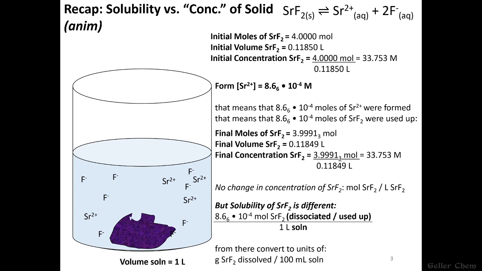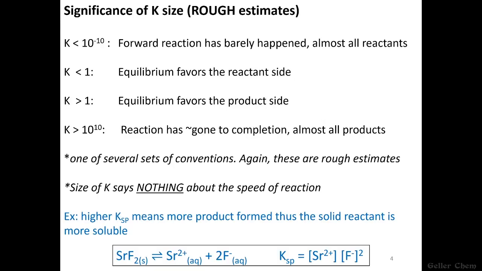And so one final little note about this. Last lecture we discussed the significance of K size. We're just going to add one more part, and it's that note in blue at the bottom. A higher KSP means more product is formed, thus the solid reactant is more soluble. And you can see that that agrees with the math of this K expression here. Larger K, more product. Well, that means more reactant must have broken apart.